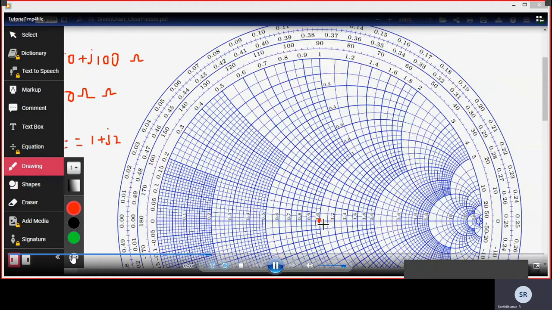Here we choose the resistance circle 1 and where is the reactance circle plus j2. Mark that one also. That is the point corresponding to the normalized impedance of 1 plus j2.